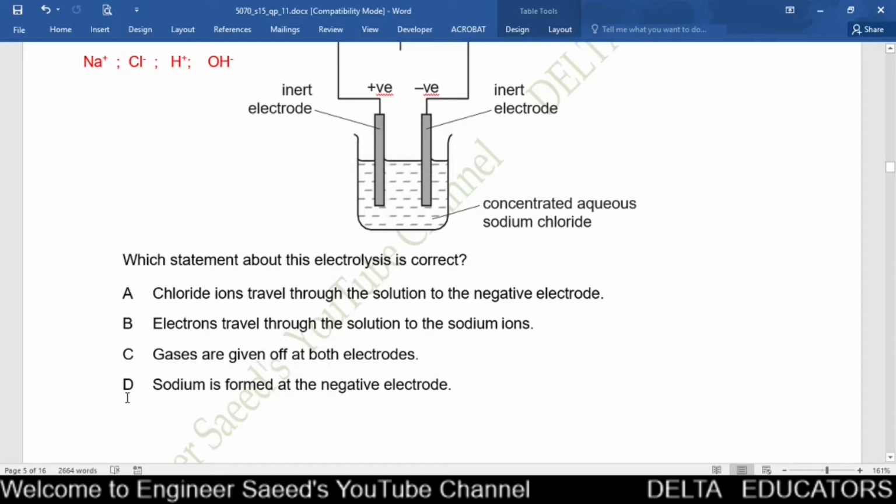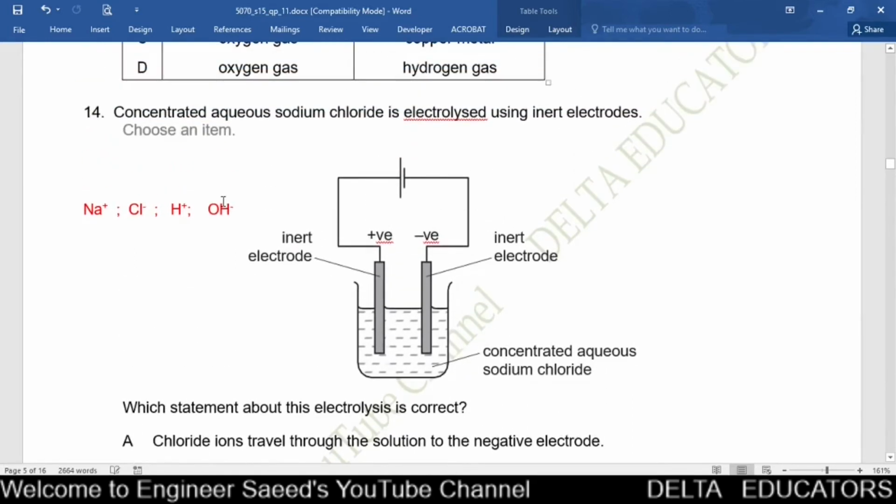What is given in option D? In option D, it is given sodium is formed at the negative electrode. Sodium will not migrate towards the negatively charged electrode. Hydrogen will migrate because hydrogen is less reactive than sodium. So sodium will not migrate, sodium will remain in the solution. Hydrogen ion will migrate and at the negative electrode we will get hydrogen gas. So option D is also incorrect. So correct option, option C.